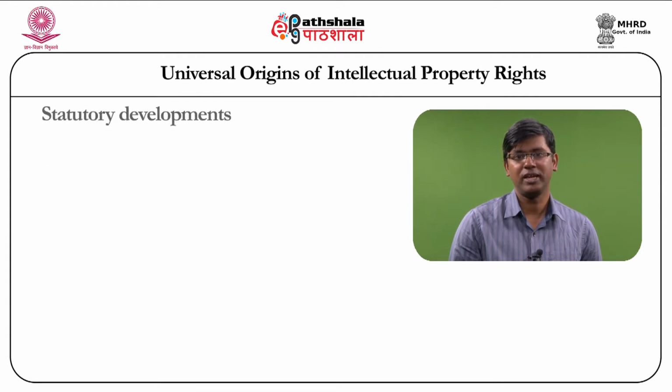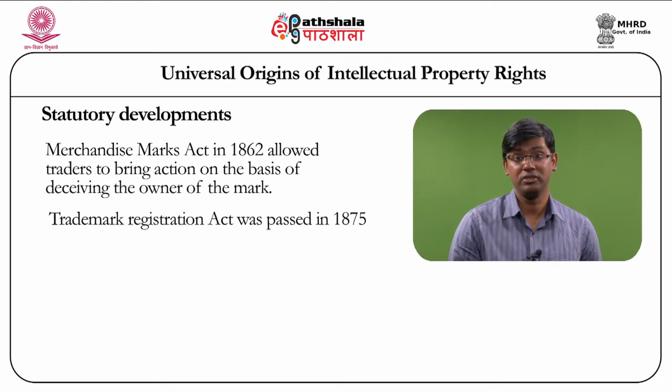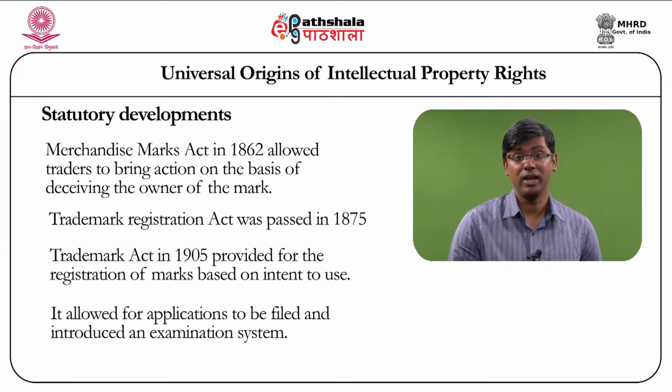Further, you had a lot of statutory developments like the Merchandise Marks Act in 1862, which allowed traders to bring action on the basis of deceiving the owner of the mark. Subsequently, you had the Trademark Registration Act, which was passed in 1875. Then you had the Trademark Act in 1905, which provided for registration of marks based on the intent to use. This was the first time you would allow for registration of trademark based on the intent to use. It allowed for applications to be filed and introduced a system of examination of the marks.